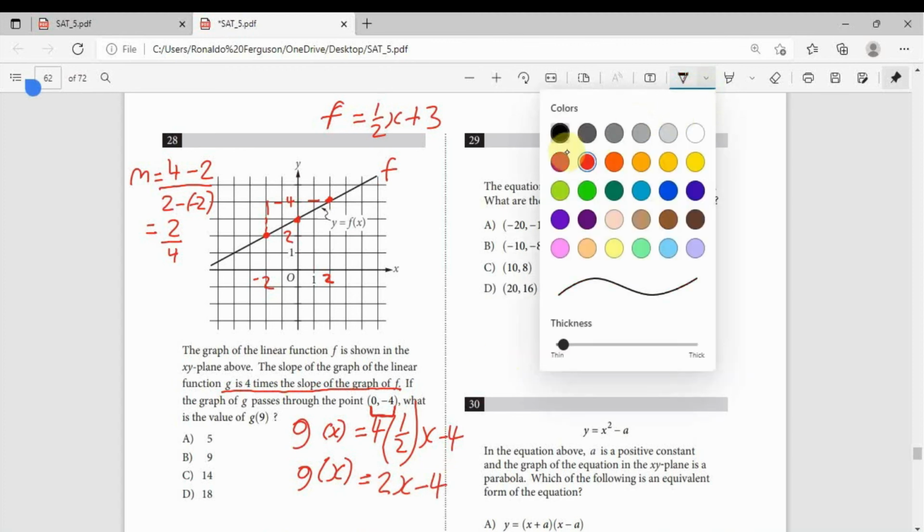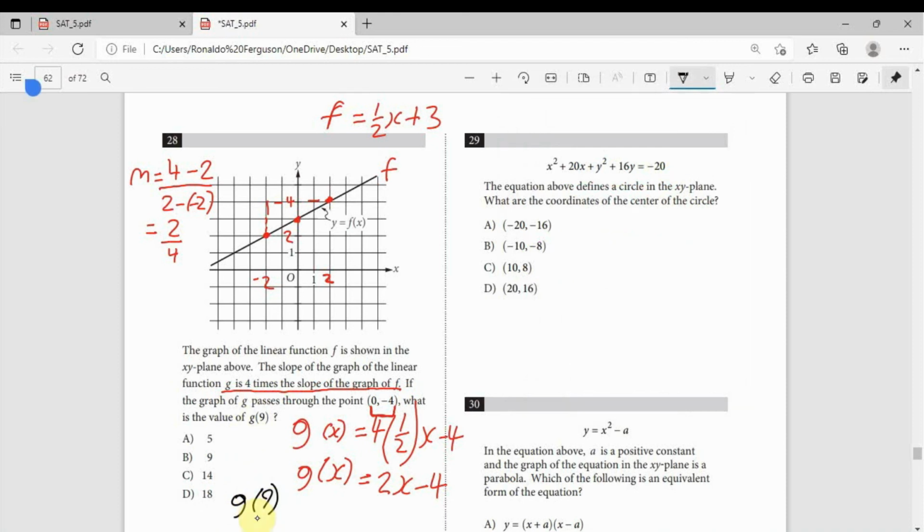So now we need to find g of 9. So we're going to put the x value as 9, right here. That's 2 times 9 minus 4. 18 minus 4, 14. Easy. Wow! That's that question right there.